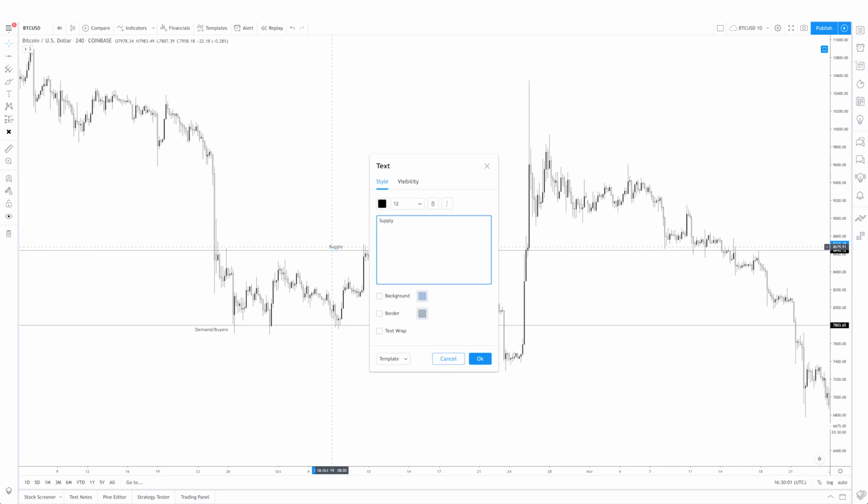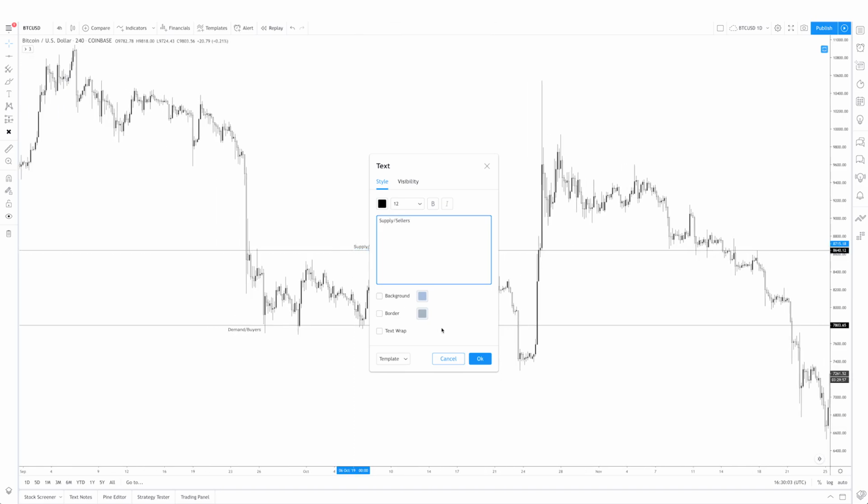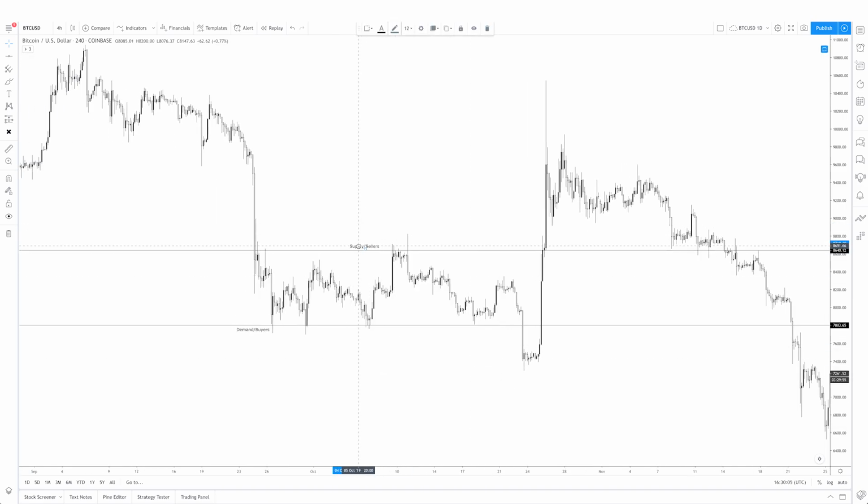Supply, sellers. We can see some exhaustion wicks up here. One last try to push price up. Buyers are running out of steam, the sellers are stepping in, and the pattern repeats.